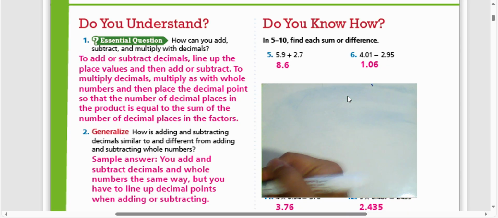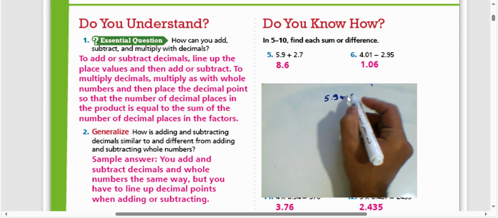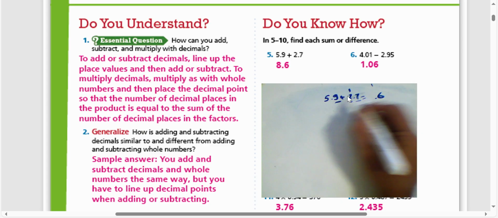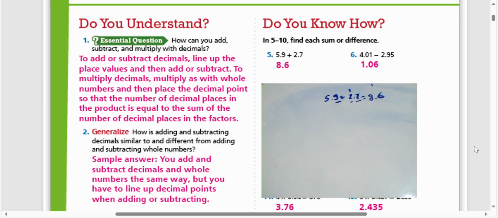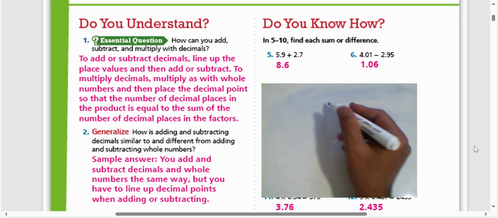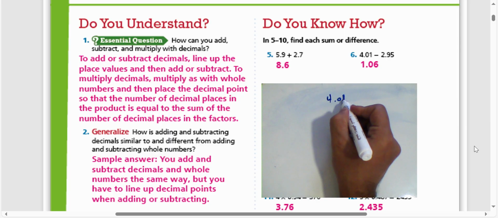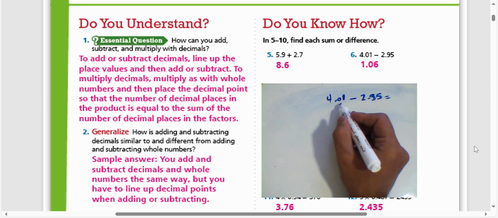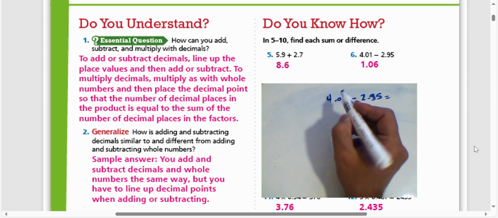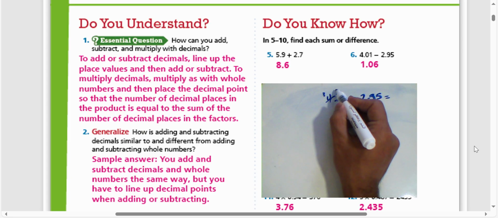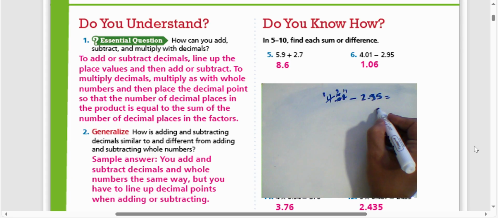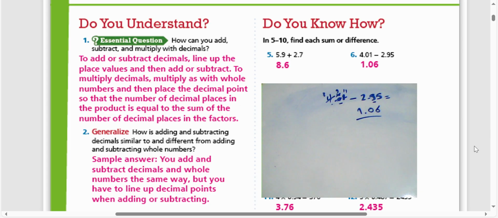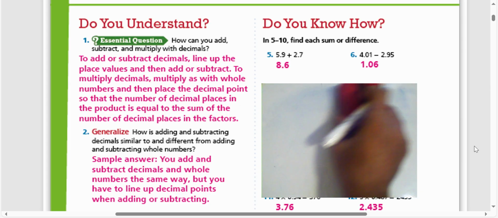About 5.9 plus 2.7: 9 plus 7 is 16, write 6 and carry 1, 2 plus 1 is 3, 3 plus 5 equals 8. The result will be 8.6. And also 4 and 1 tenth subtract 2 and 95 hundredths. 1 minus 5 we can't do, so we borrow 1 from 4, which becomes 3, the 0 becomes 10, put 1 and here 11. 11 minus 5 equals 6 and 9 minus 9 equals 0 and 3 minus 2 equals 1. The result will be 1 and 6 hundredths.